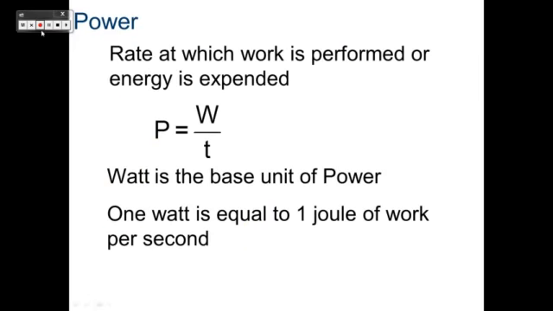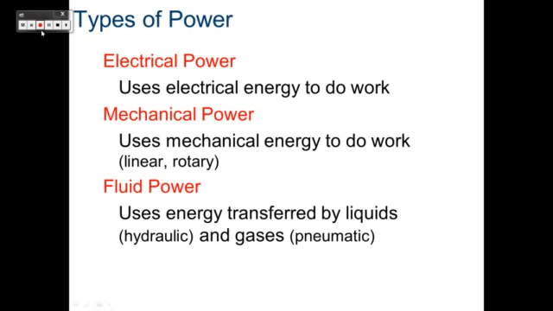Power is the rate at which work is performed or energy is expended. We measure power in watts, and 1 watt is equal to 1 joule of work per second. Types of power: we have electrical, mechanical, and fluid power. Electrical is kind of a given. Mechanical power is linear or rotary, so a car moving or a turbine spinning. Fluid power, hydraulics and gases are the easiest two to know, which are used in many different devices and types of machines.